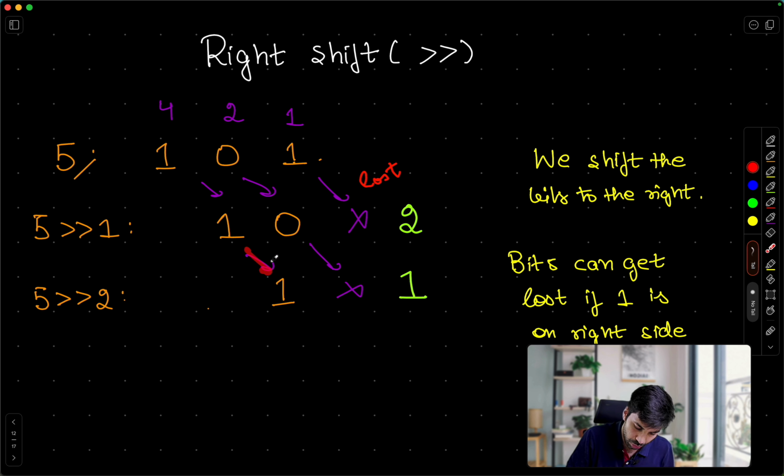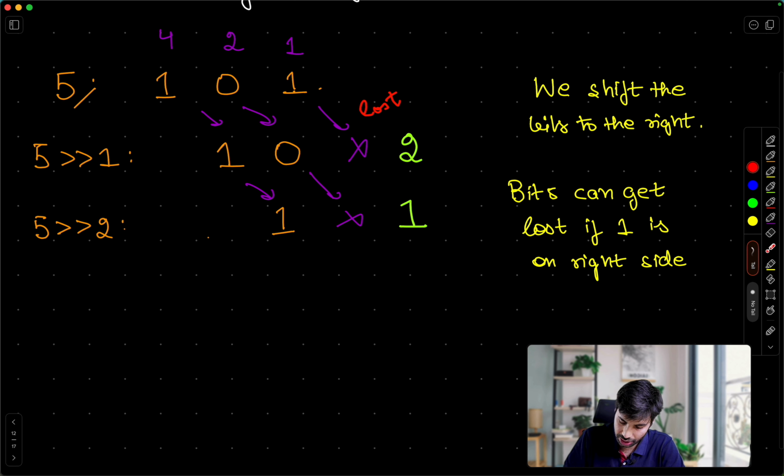Similarly, if you do it 2 times, then this bit is also going to get lost. And in a way, 5 divided by 2 is equal to 2, like the quotient is 2, that is what you're getting, then 2 divided by 2 is 1. So the understanding is same, we just shift the bits to the right. Okay, bit can get lost if 1 is on the right side. Like 0 we normally don't care about, right?